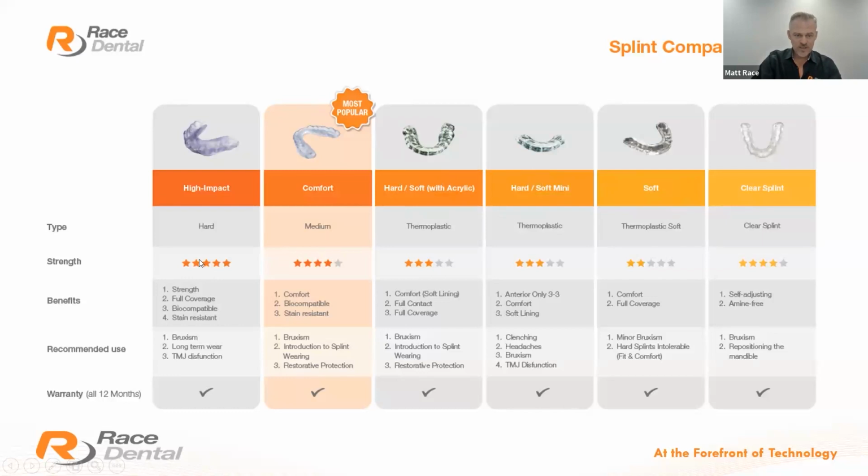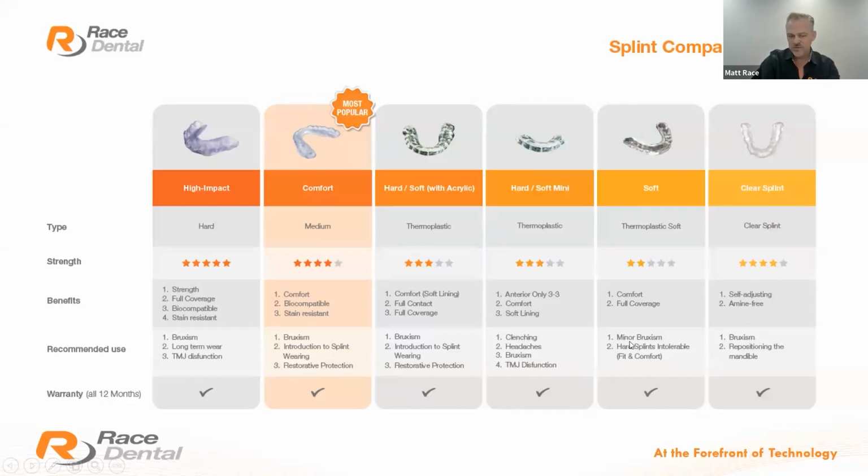The strength, you see how strong each splint is. So for longevity, if they are a heavy grinder, you might want to choose a stronger splint. It outlines the benefits of each splint: strength, coverage, biocompatibility, stain resistance, etc. The comfort splint is awesome, it's comfortable, biocompatible and stain resistant. Hard soft with acrylic and the anterior mini splint, you'll see it's great here for clenching. So keep this in mind.